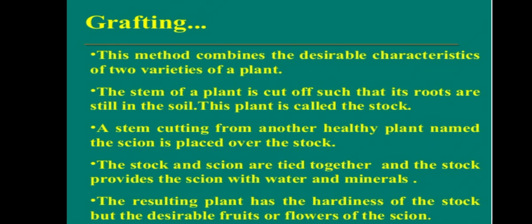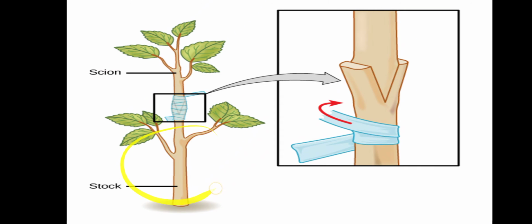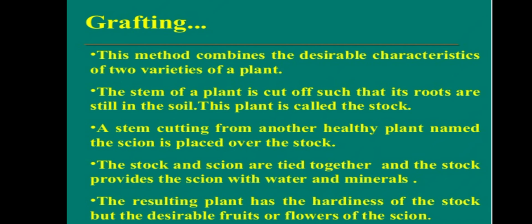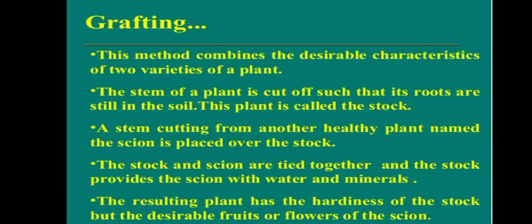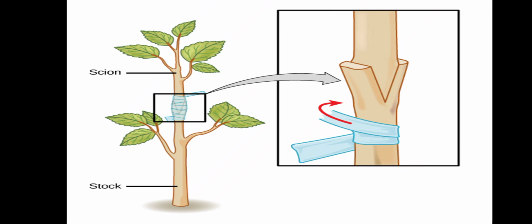So grafting, what happens in grafting is, the stem of the plant is cut off such that its roots are still in the soil. This plant is called the stalk. A stem cutting from another healthy plant named the scion is placed over the stalk. The stalk and scion are tied together. The stalk provides the scion with water and minerals. So class, this is all we'll be learning for today.